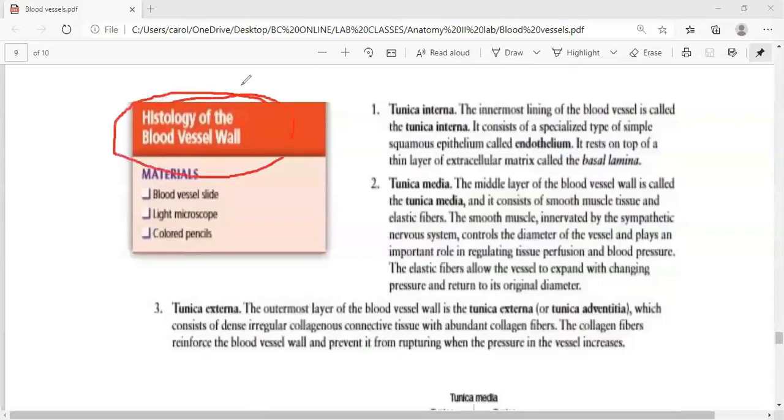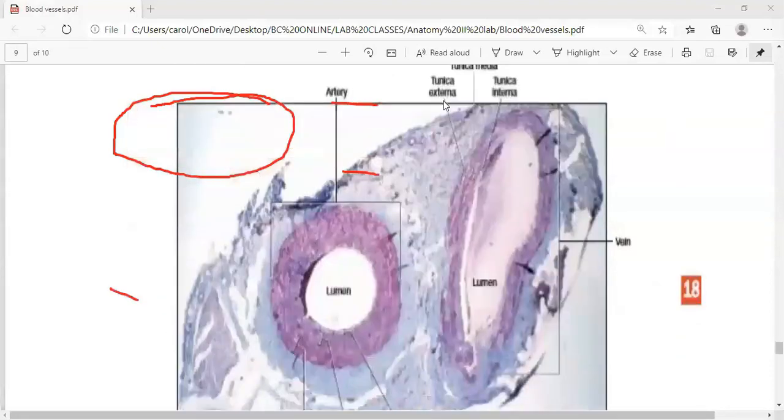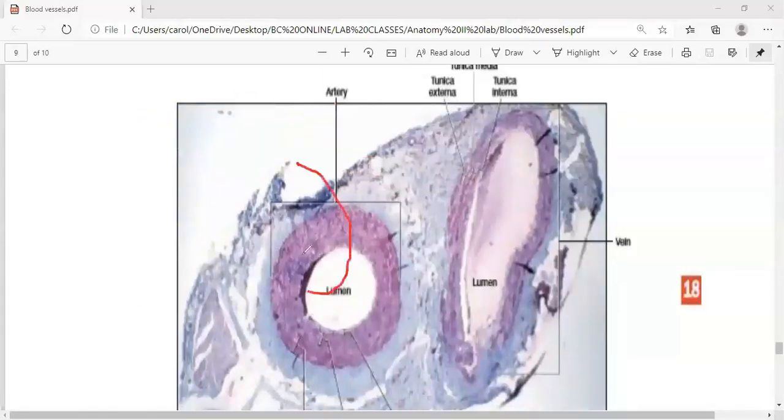Okay, so histology of the blood vessels. So the blood vessels have three main layers. So let me see. And the layers are going to be called tunicas. Tunica interna, tunica media, tunica externa. So then how many layers we have? Three. So if you really think about it, what are these three layers? Well, the one on the inside, the one in the middle, and the one on the outside. Because tunica interna, the one on the inside, tunica media, and tunica externa.